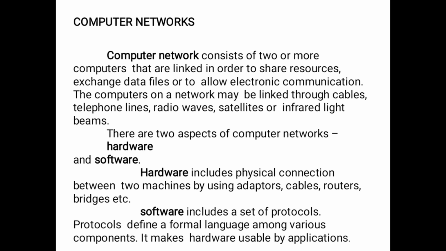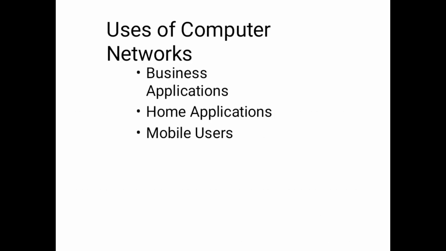There are two aspects of computer networks, that is hardware and software. Hardware includes physical communication or connection between two machines by using adapters, cables, routers, bridges, etc. Software includes a set of protocols. Protocols define a formal language among various components. It makes hardware usable by applications.